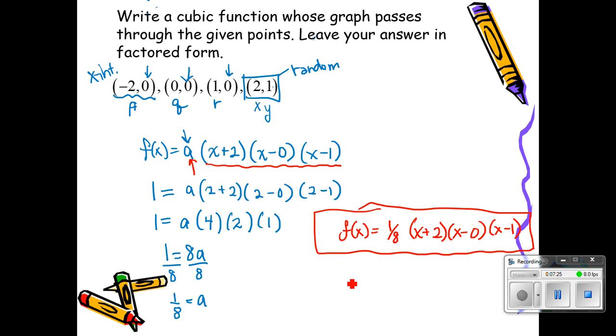Now, some of you are going to ask me, do I have to write x minus 0? And I'm going to tell you, no, you don't have to. So you can say f of x equals 1/8 times x, x plus 2, x minus 1. Okay, so that is also an acceptable answer.